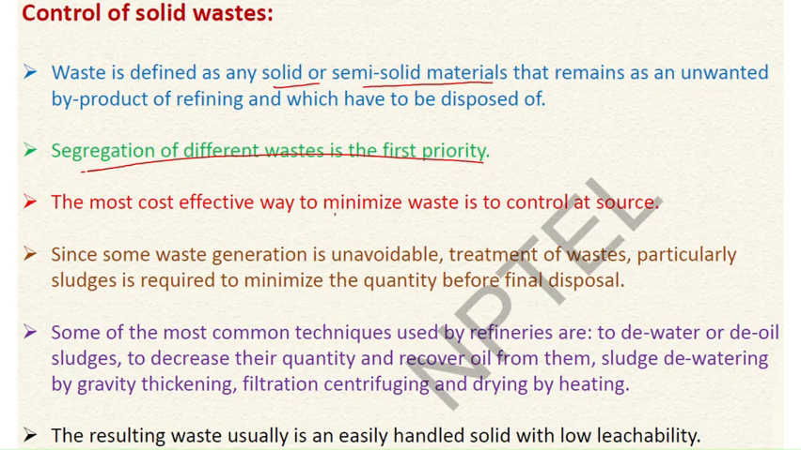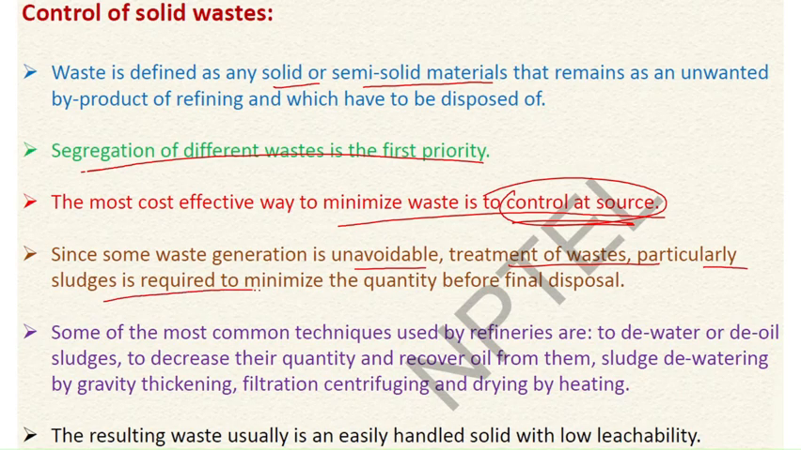The most cost-effective way to minimize waste is to control it at the source. Again and again, we are repeating the same thing, that is, control the waste at the source. Since some waste generation is unavoidable, treatment of waste, particularly sludge, is required to minimize the quantity before final disposal. Some of the most common techniques used by the refiners are to dewater or de-oil sludge.